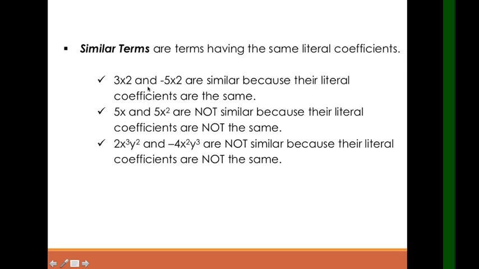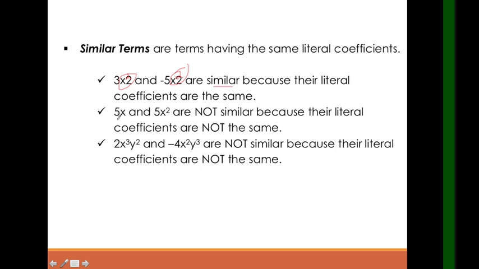Now, similar terms. Similar terms are terms having the same literal coefficient. So, kapag pareho yung kanilang literal, yung kanilang letter tsaka yung exponent, ang tawag doon ay similar term. Halimbawa, I'm sorry, this one is squared, no? I think. Squared yung mga yan. Okay? So, 3x squared and negative 5x squared. So, they have the same literal coefficient. So, since they have the same literal coefficient, we call them similar terms.